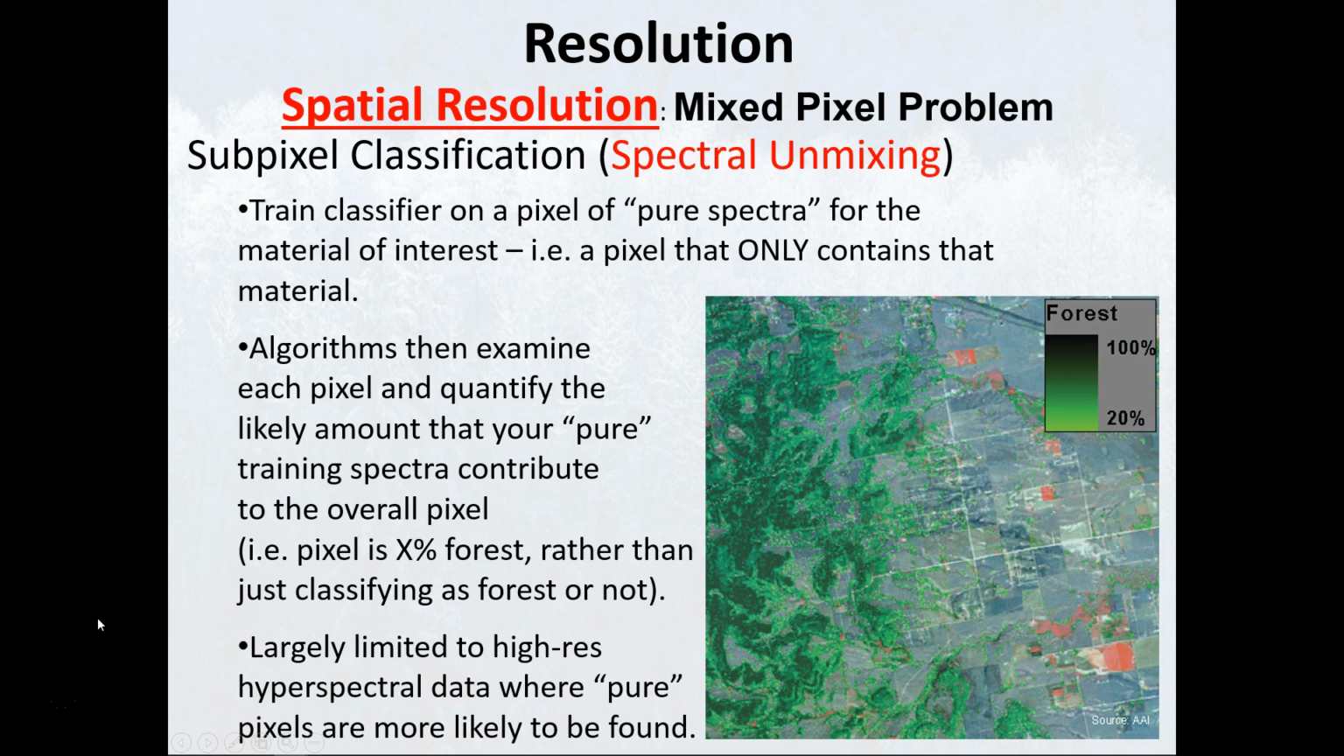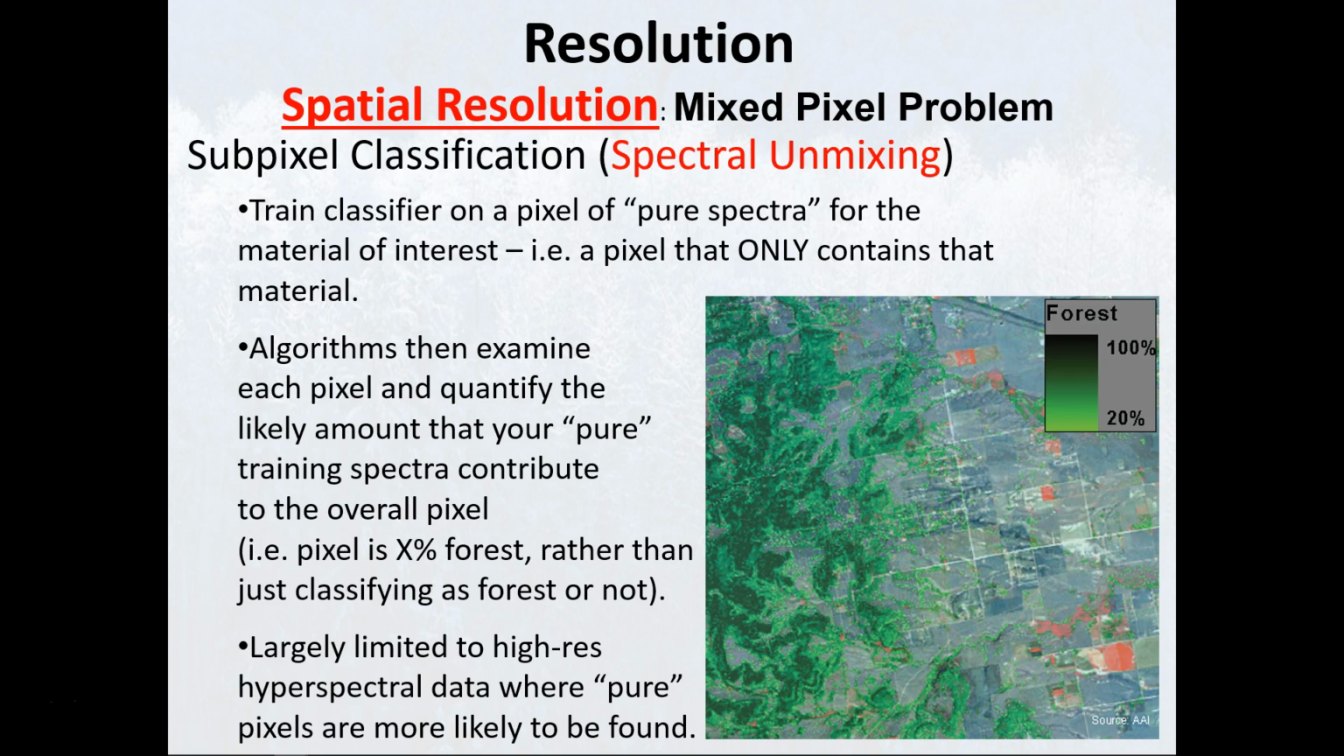We'll talk about this more in depth as the semester wears on, but part of my PhD research is using this Spectral Unmixing algorithm to classify tree species using Landsat imagery. So, 30 meter by 30 meter pixel, trying to pluck out what components of that 30 meter pixel are actually a particular species. In order to do that, you have to train this algorithm or the classifier on a pixel of pure spectra for whatever material you're interested in.